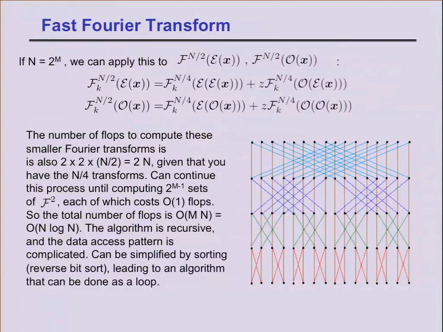I've written it out explicitly here. Now, this leads to an interesting data access pattern. First of all, every level takes 2n flops, complex multiplies, if n is a power of 2, for example. So this is the classic Cooley-Tukey algorithm from 1965. So the total number of flops you take is order n log n. However, for the data access, I wrote it recursively, but that's not the way you implement it. You can sort things so that you do something else.